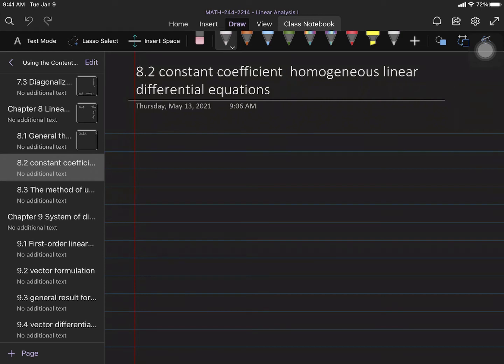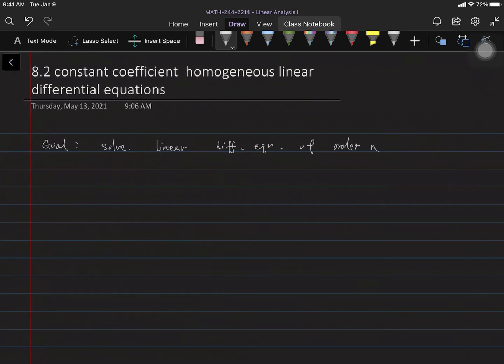Hello everyone. In this section, we're going to solve constant coefficient homogeneous differential equations. Firstly, I'm going to let you know the goal for this section. We want to solve a linear differential equation of order n. Let's take a look at the general form for a differential equation of order n.